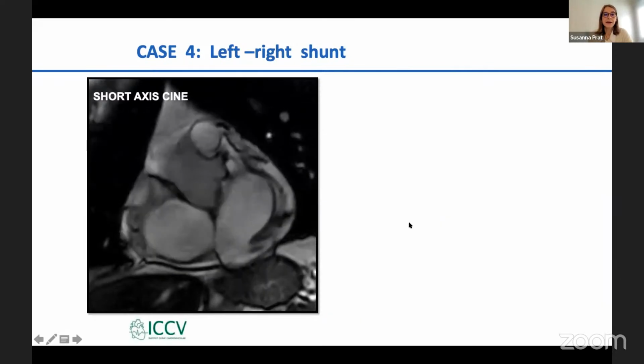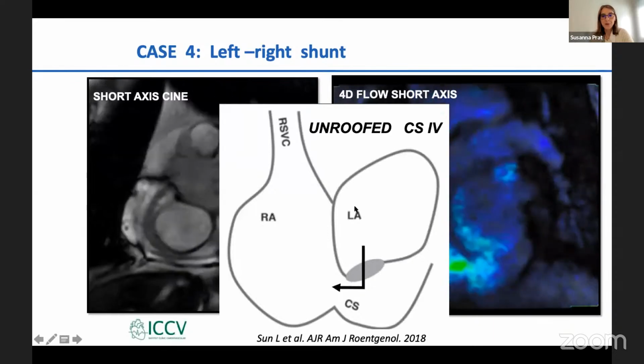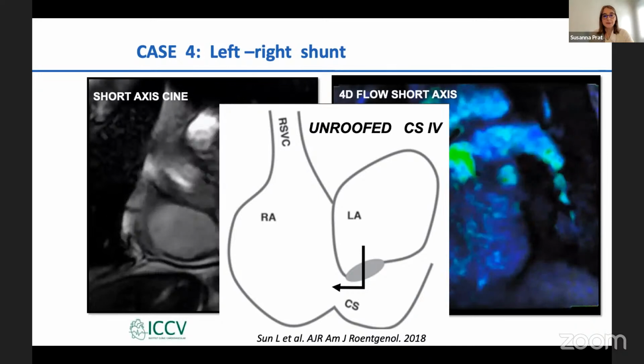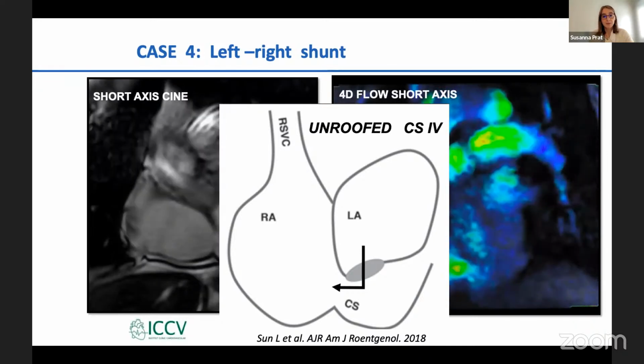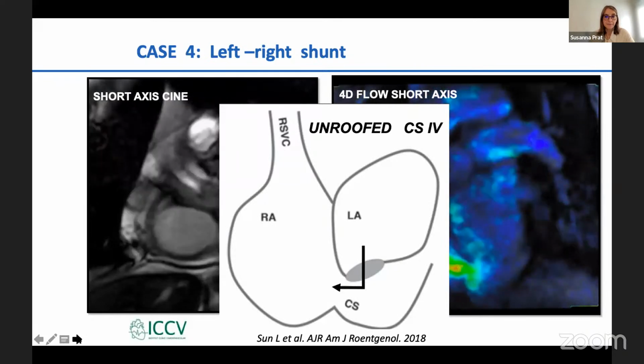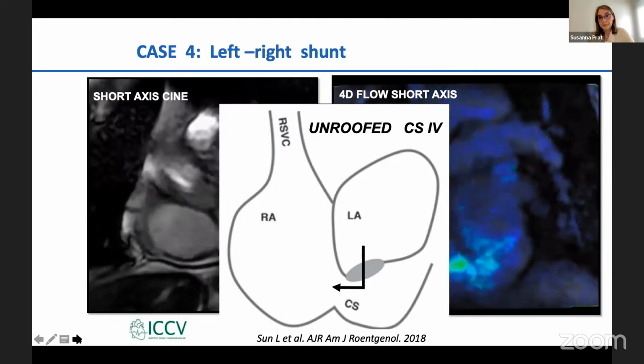And this is a rare case of unroofed coronary sinus, shown in this picture, that the patient had in addition to the aortic stenosis. This information was very important for the surgeon because he could solve both problems. And this was suspected by the 4D flow and all the measurements, quantitative and visualization.